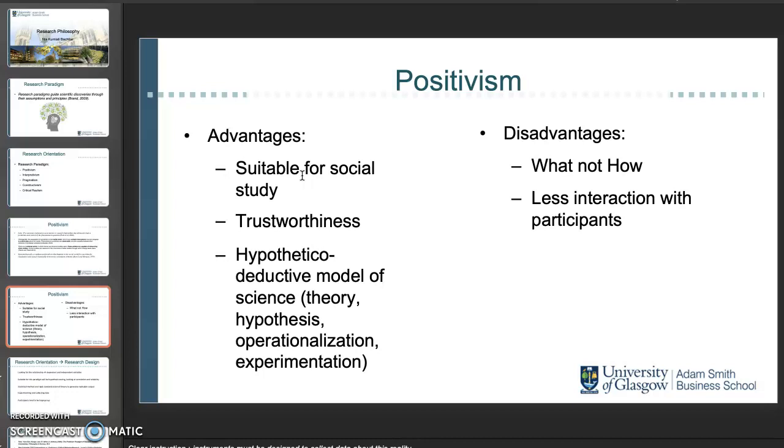And then trustworthiness. Why do I say this? We are going to jump to the next one to explain why it's trustworthiness.